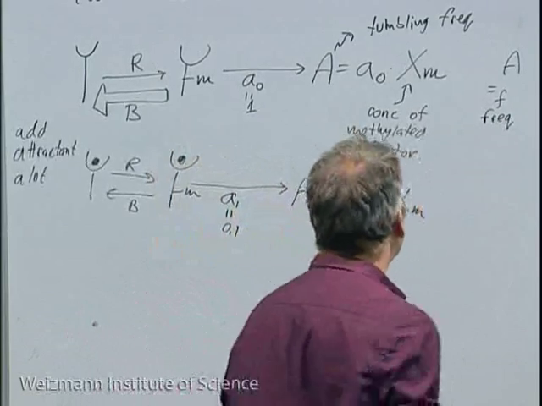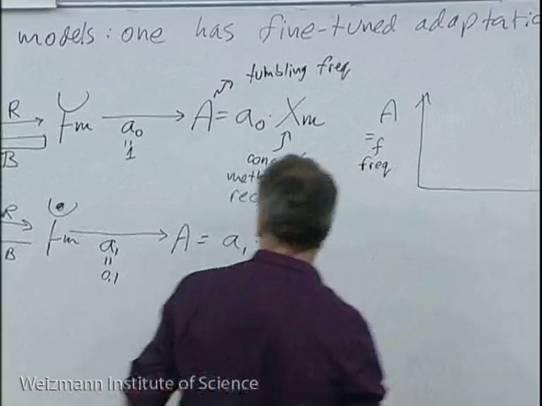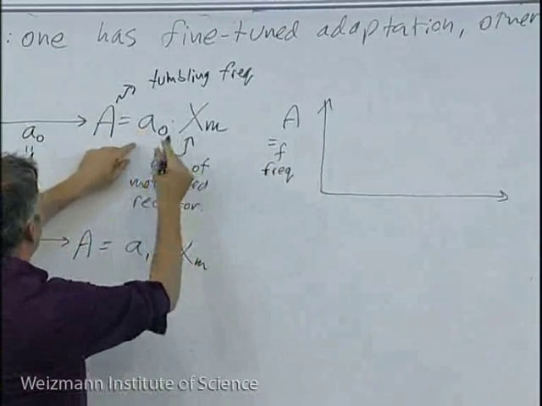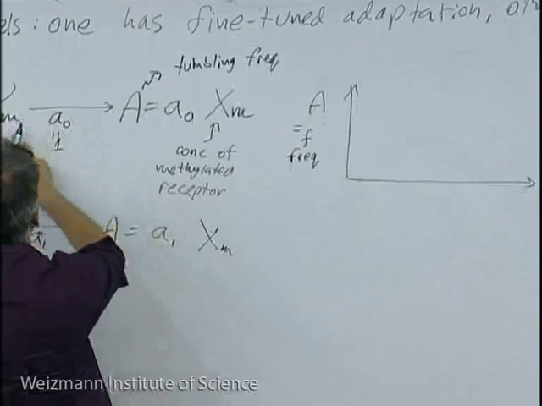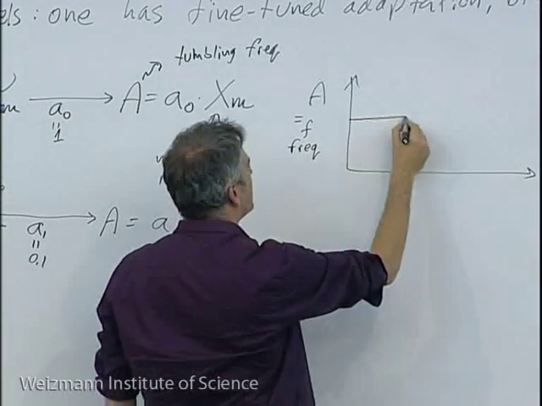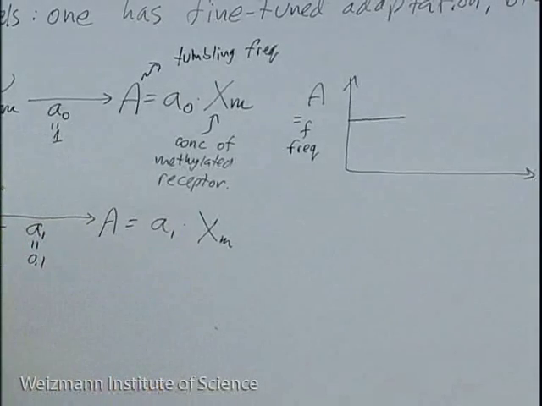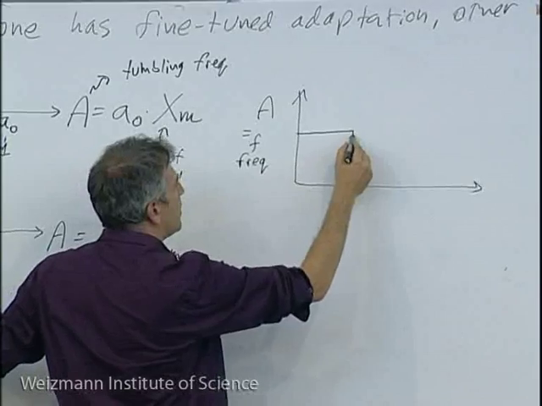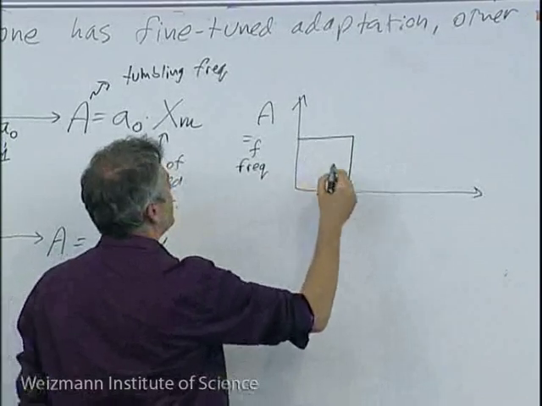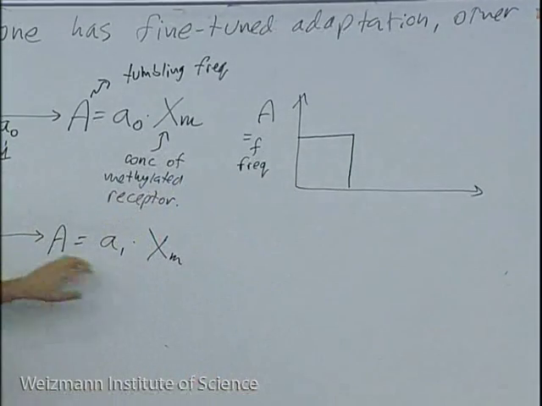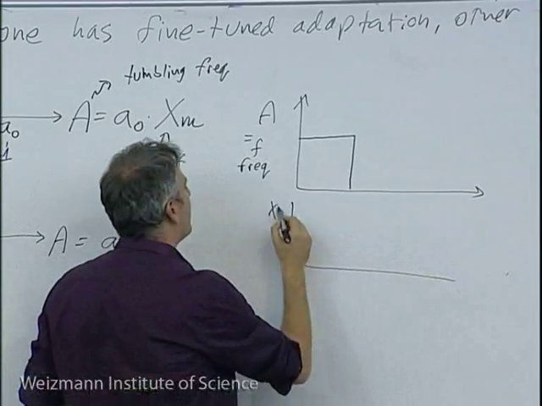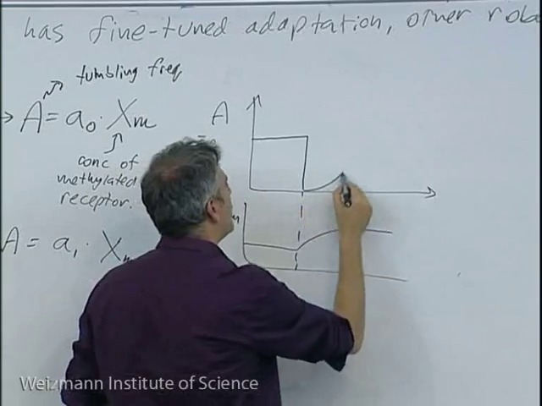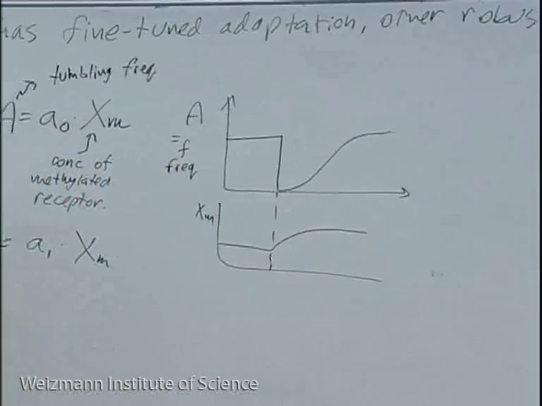So without any attractant, we have a certain activity per receptor and a certain amount of methylated receptors. So we have our activity here. When we add attractant, the activity per receptor goes down. So we have here, and then the amount of methylated receptor starts going up, up, up, and we're supposed to get exact adaptation.